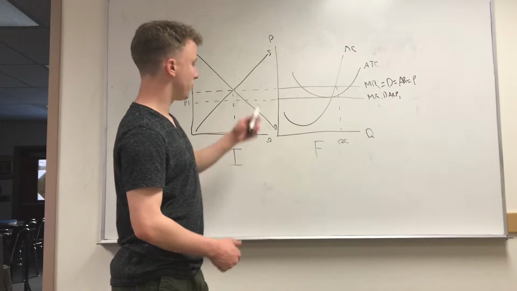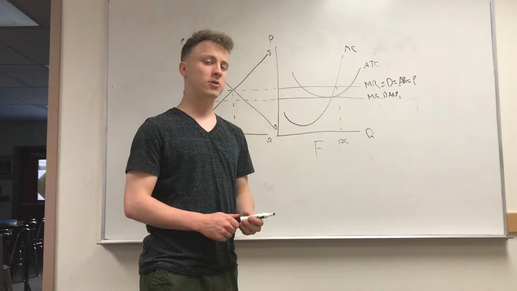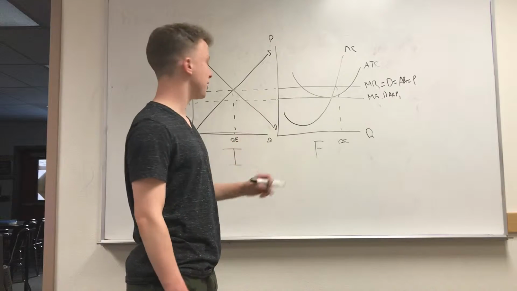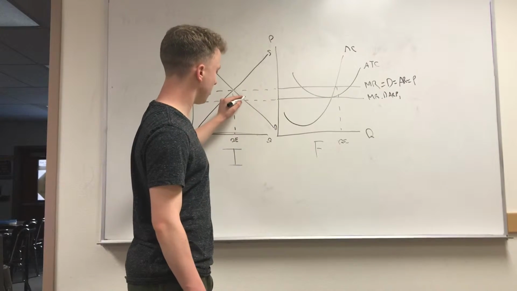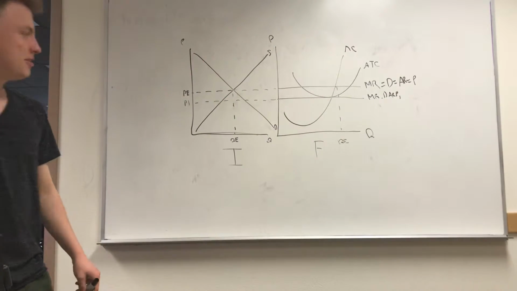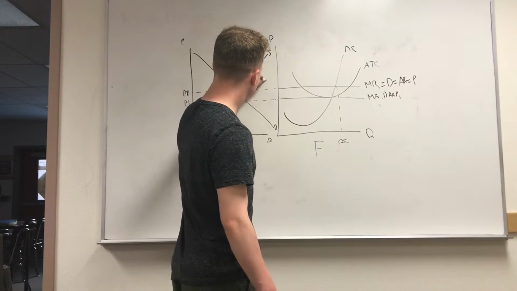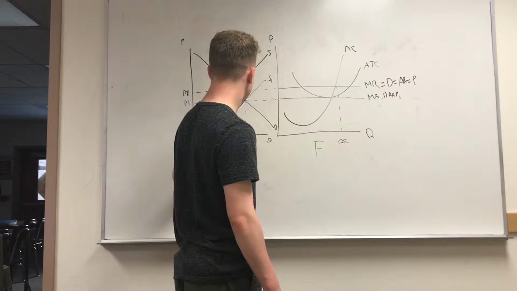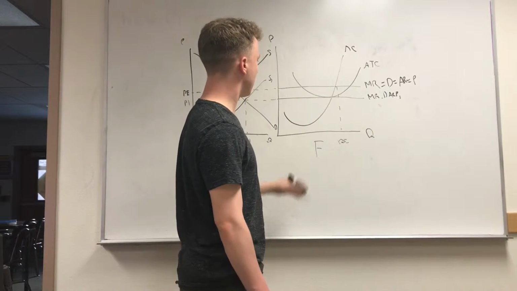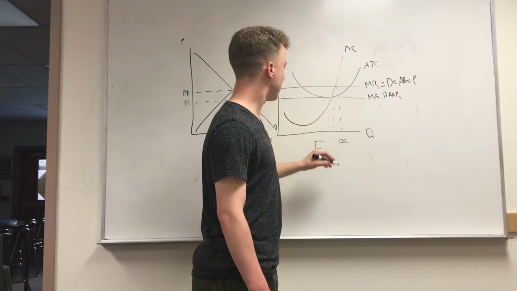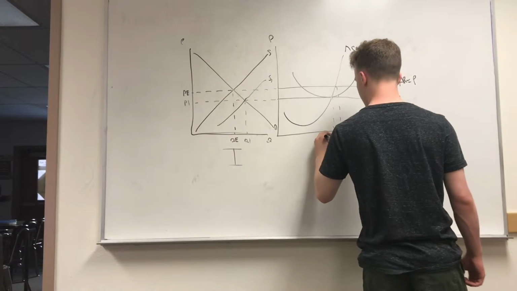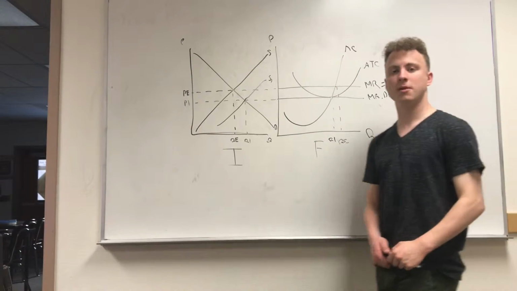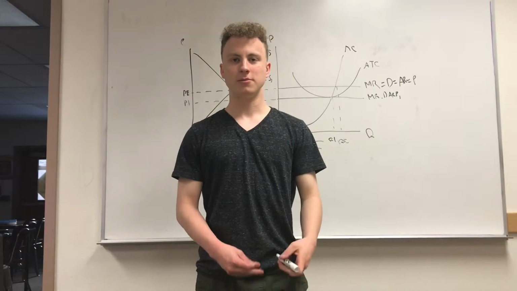In order to shift to this point, you need to move the supply curve to the right. The demand curve isn't being affected. The supply curve is. The new supply curve is going to be located there. There is your new quantity. And there is also your new firm quantity. This is a perfectly competitive firm in long run.